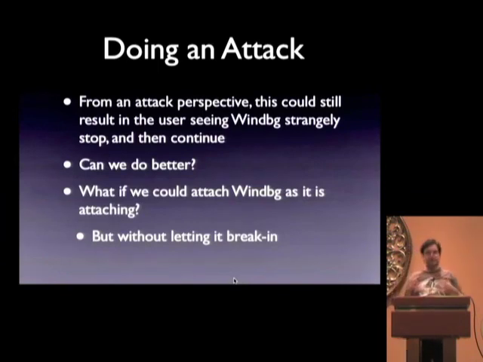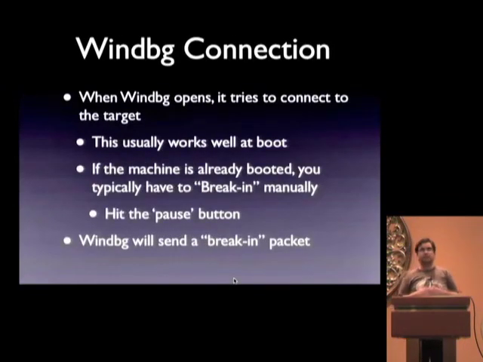So what if we could attack WinDbg as it's attaching, and also try to prevent it from breaking in at all? This way, we're launching remote code on your machine, and we're also not letting you debug the malware. When you set WinDbg to connect, it tries to connect to the target. At boot time, this usually works pretty well. There's a built-in breakpoint, and now you've broken into the kernel. If the machine's already booted, when you connect WinDbg, typically nothing happens. It just says waiting for connection, and then you have to press the little pause button. When you send pause, WinDbg then sends a break-in packet.